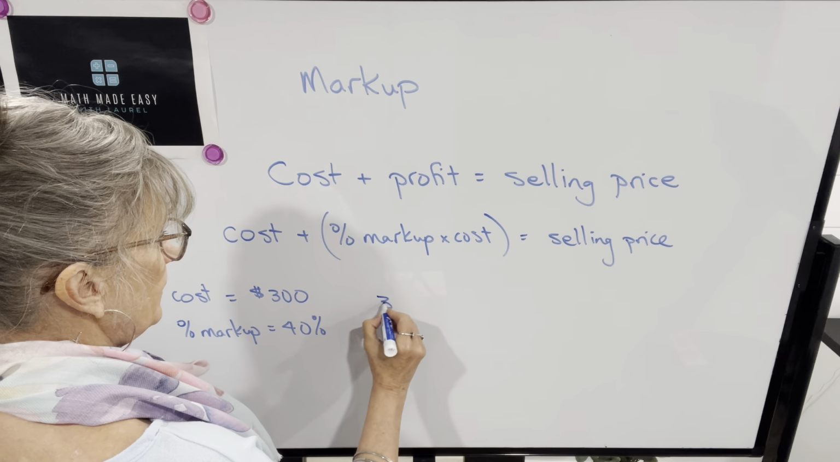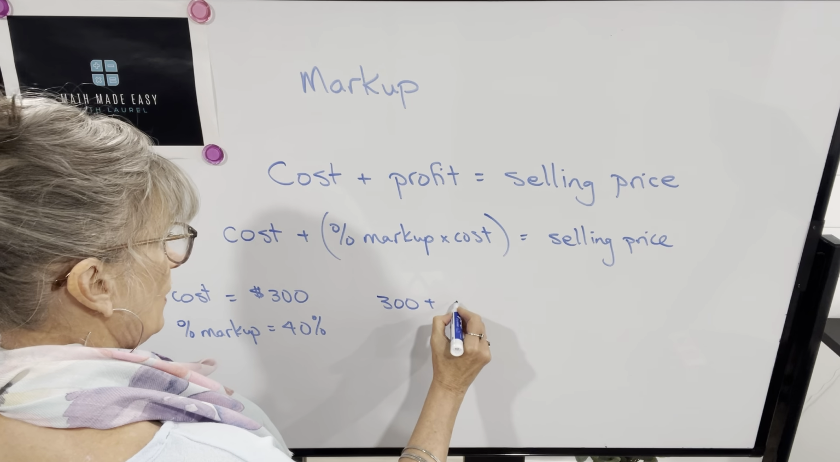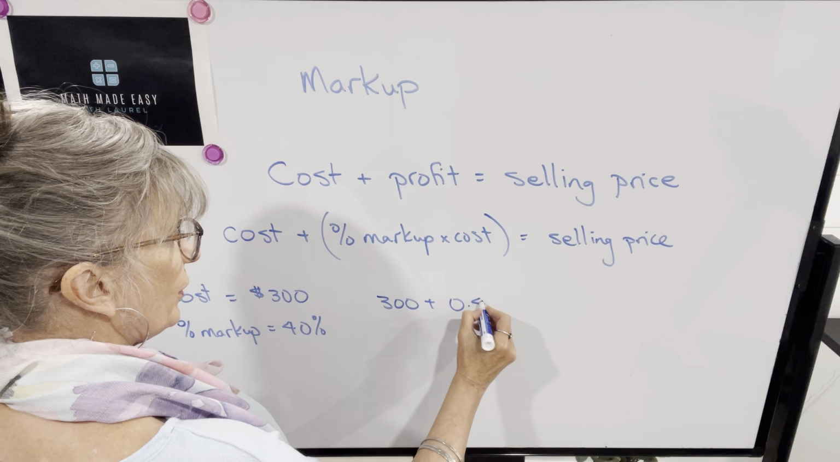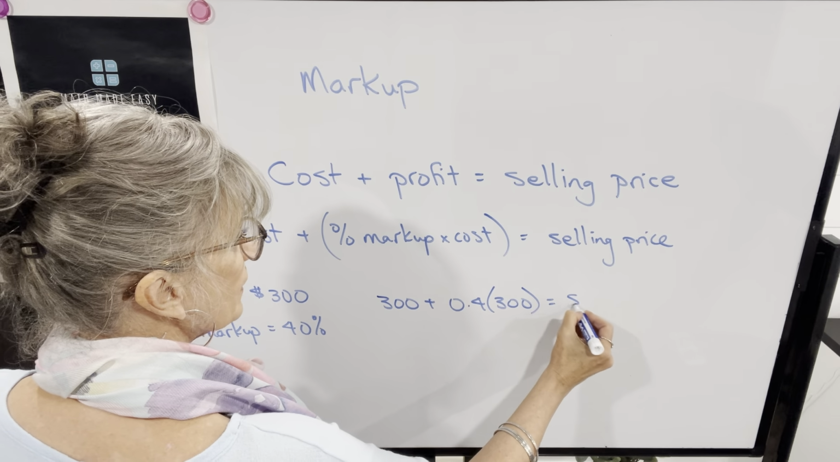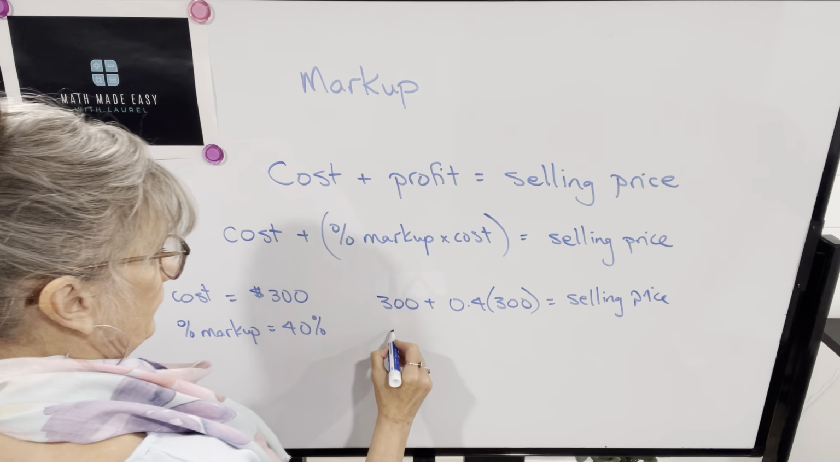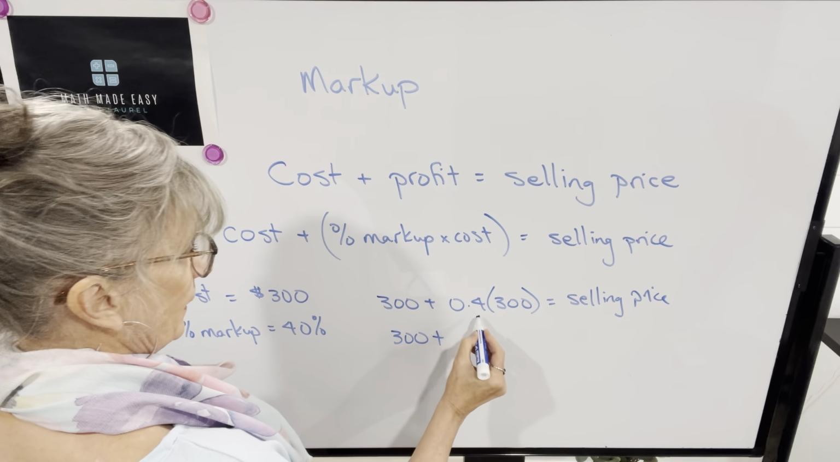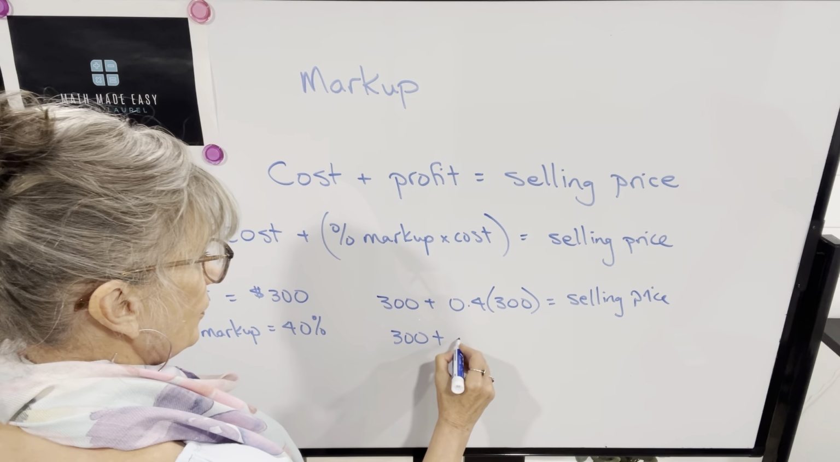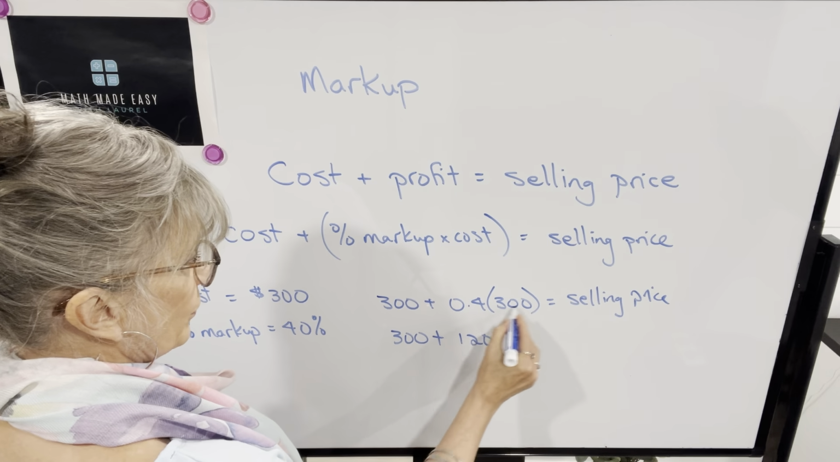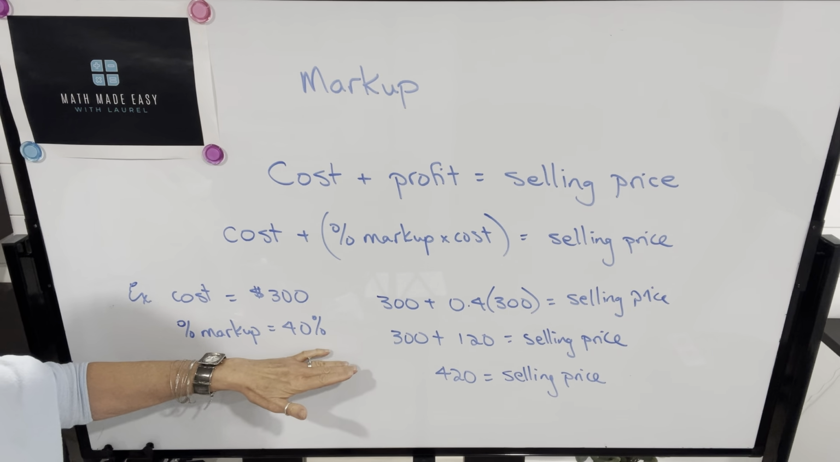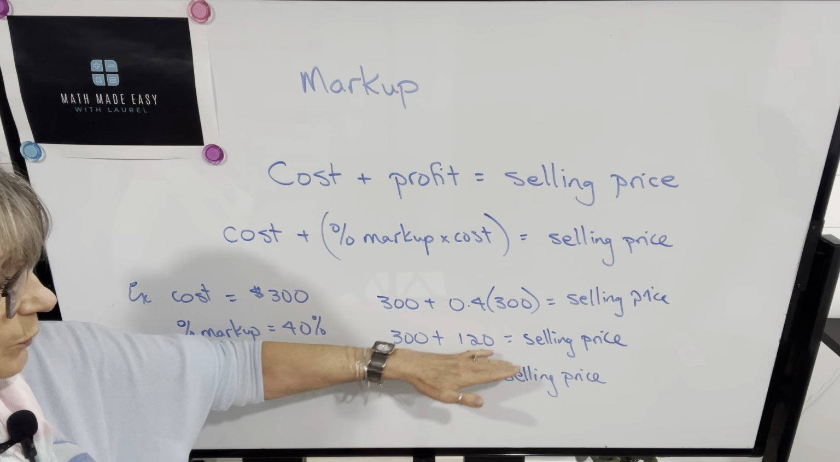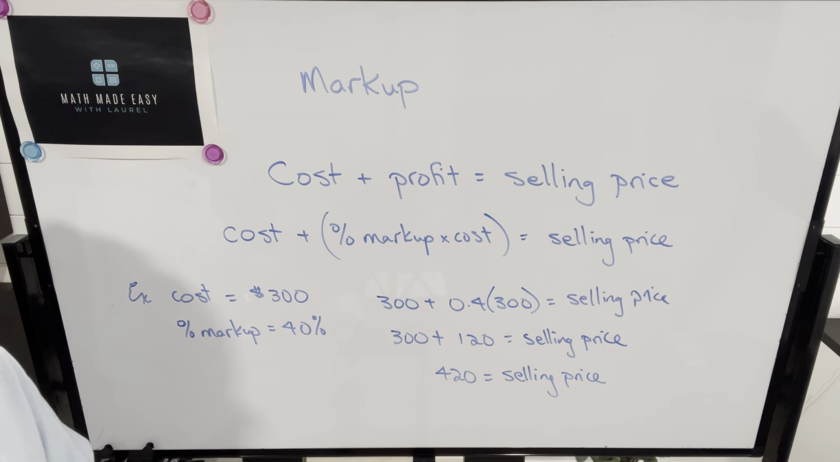So 300 plus 40% as a decimal is 0.4 of 300 to equal our selling price. 40% of 300 will be $120, 0.4 times 300. So the selling price in this example will be 300 plus 120, which is $420.